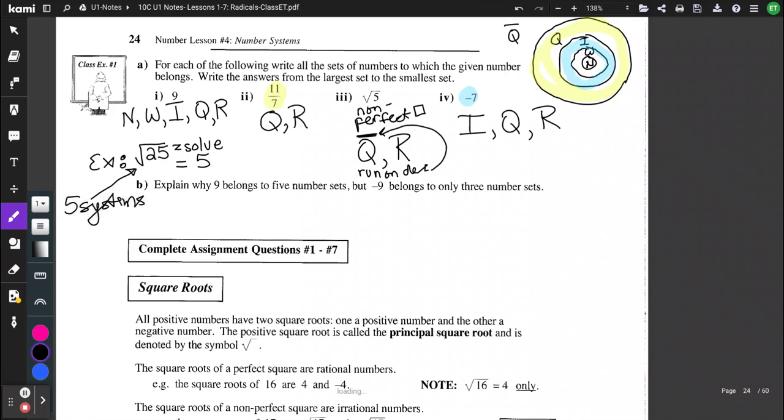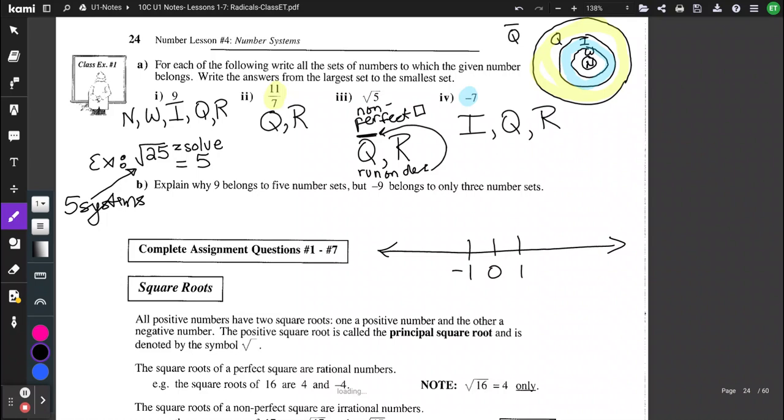Okay, now it says, explain why 9 belongs to 5 systems and negative 9 only belongs to 3. How come? We're talking about on the number line right now. Jaden? Exactly, one's positive and one's negative. So on the number systems, I'm just going to show you on a number line. I'm going to draw a generic number line here. I'm going to put 0 in the middle, 1, negative 1.